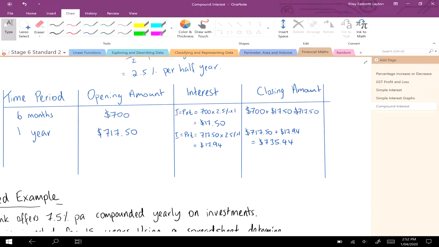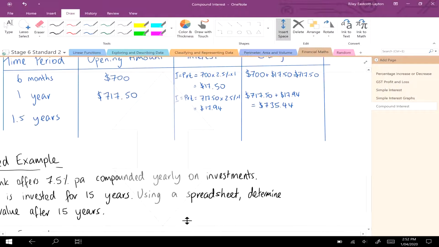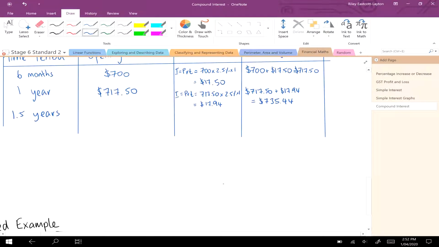So, next we've got 18 months, or you can write this as 1.5 years, I don't mind. Now what I think I'm going to do is speed up this next little bit.